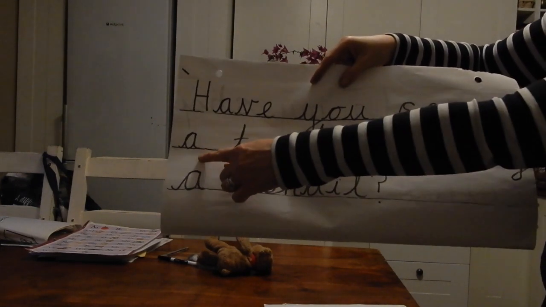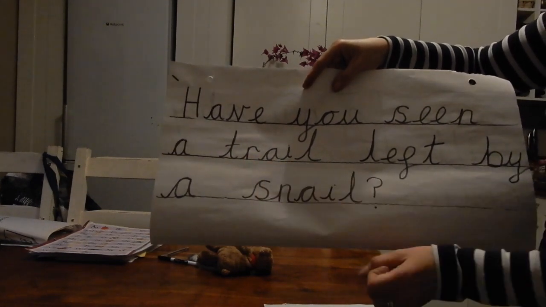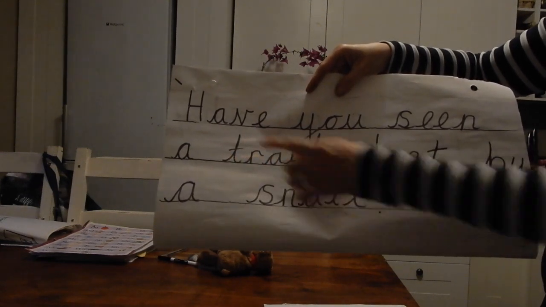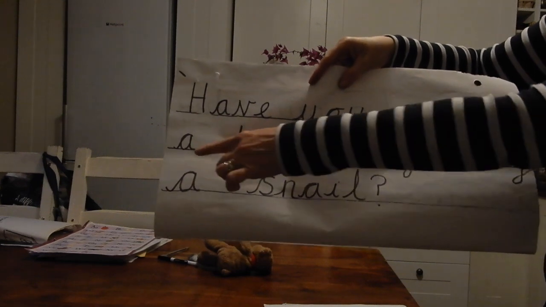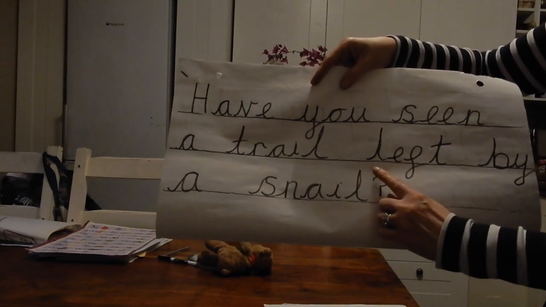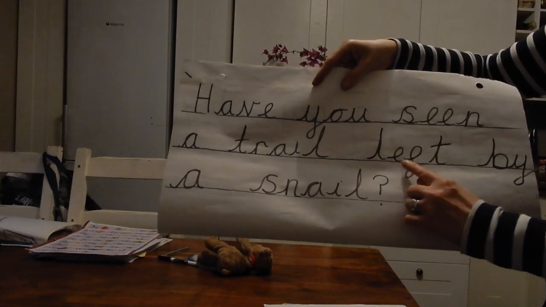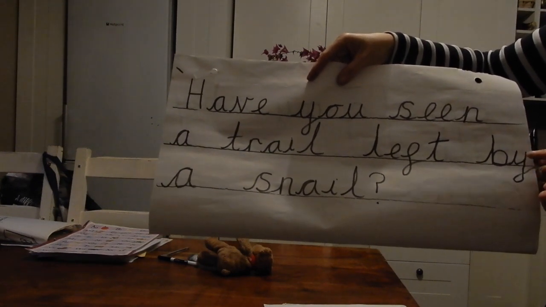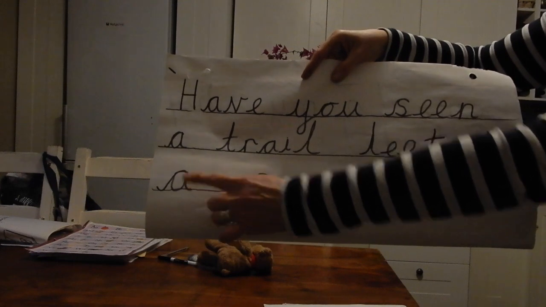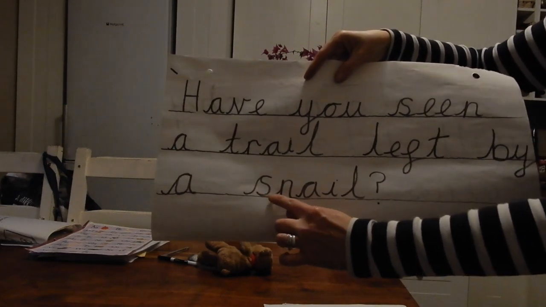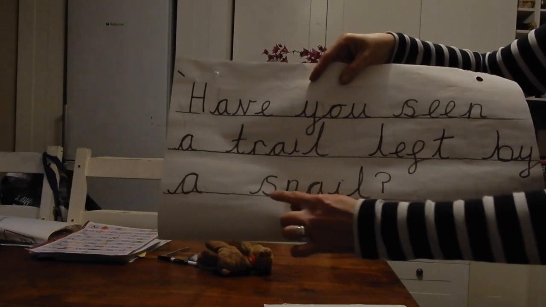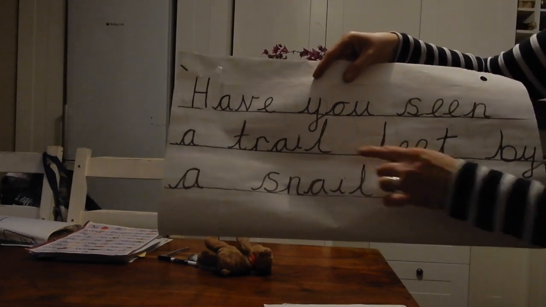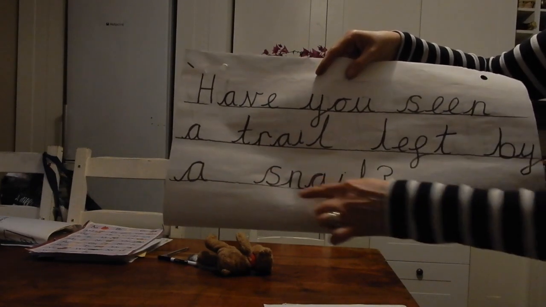seen. A and r are really close together, making a tr sound. Trail. Have you seen a trail? Left. By, here's the y making an I sound, by a, close together, making a snail. Have you seen a trail left by a snail?